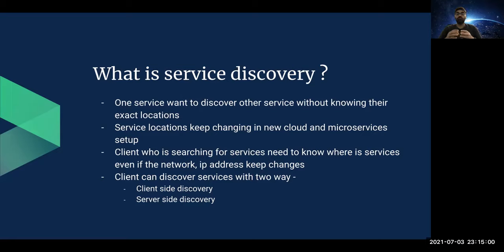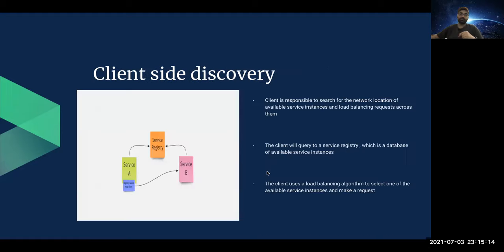Okay, so now how can the client find the services? This is the client, and there are services. How will this client make a request here? There are two ways: one is client side discovery, and the other is server side discovery. Let's understand client side discovery first. If you see, this is the service registry, where we maintain the inventory of all the services. Service A and service B are both registered in this service registry.